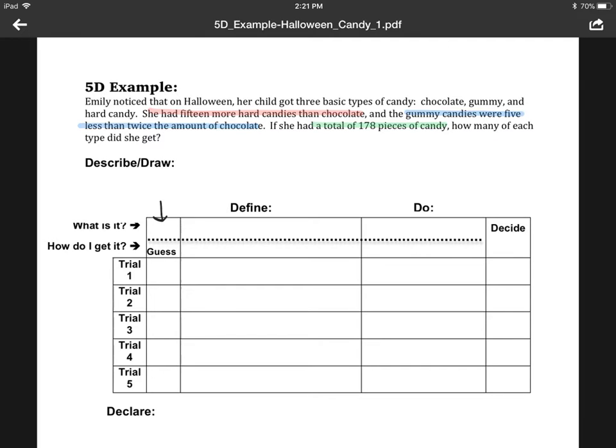But because we're not using this table anymore, we are going to define our variable and say x is the number of chocolate pieces. I'm just going to write chocolate. So that's how we start this. We're getting in this new mindset of not necessarily thinking of the number, but rather a variable. So that's x, the number of chocolate pieces.